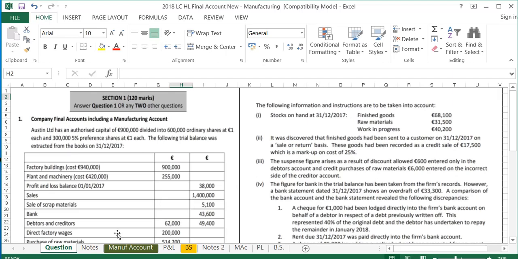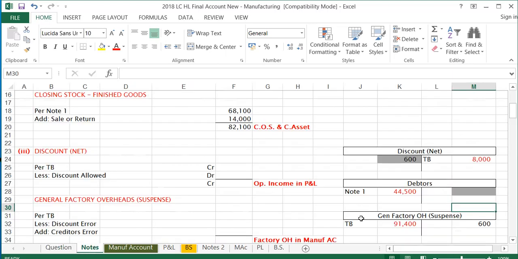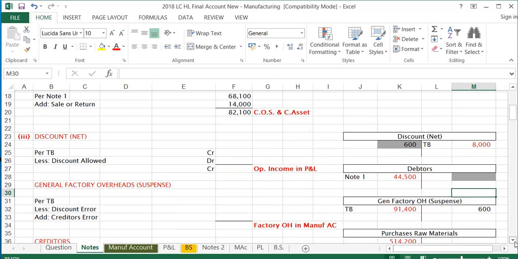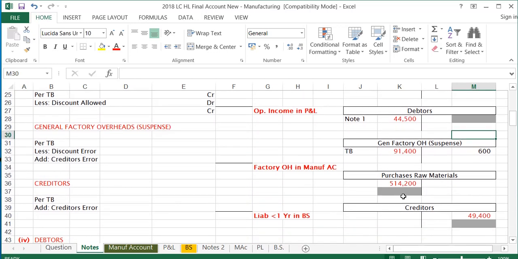So instead of crediting creditors with 6,000, what we did was we debited creditors with 6,000. So here we should have debited purchases and credited creditors. To fix that, we're going to have to credit it with 12,000 to correct the initial mistake and 6,000 to put in the proper figure.